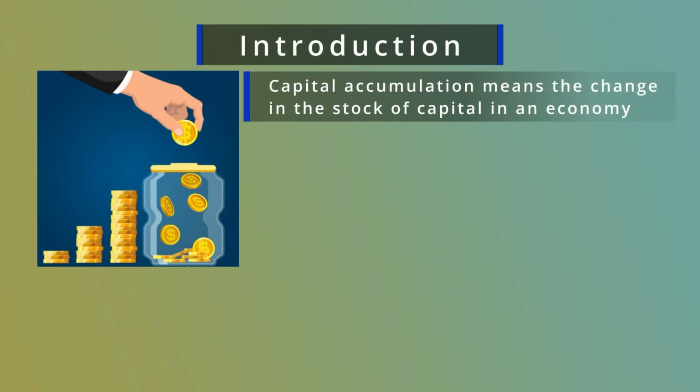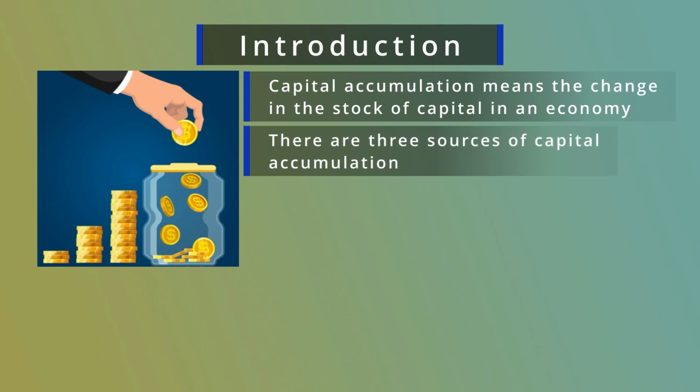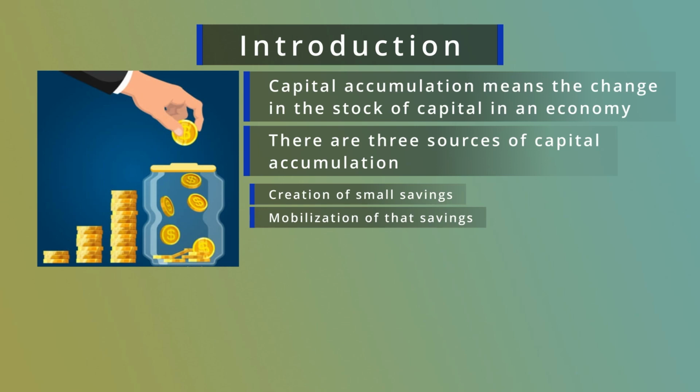puzzle in the Indian economy. So let us first start with the basic concept of capital accumulation, because capital accumulation means the change in the stock of capital in an economy. And there are three sources of capital accumulation. The first is the creation of small savings. The second is mobilization of small savings. And the third one is channelization of that mobilized savings into productive investment. So you can well understand the linkage between savings, investment, and capital accumulation in a society.